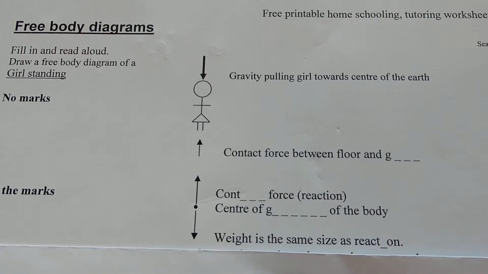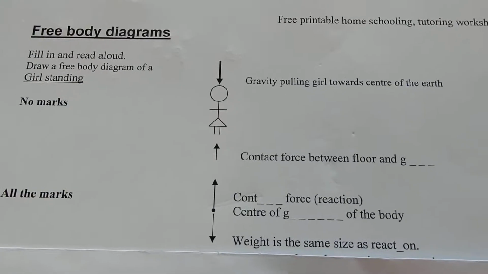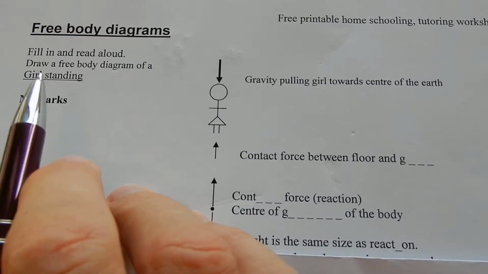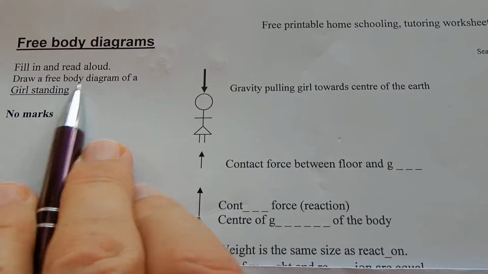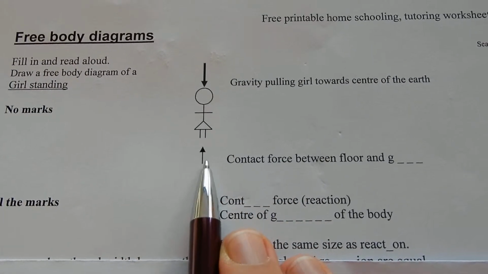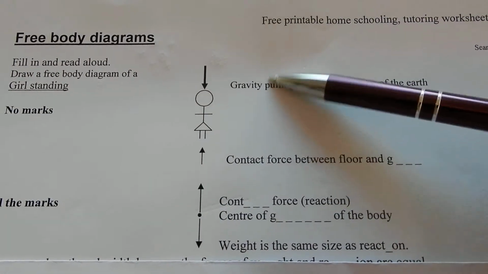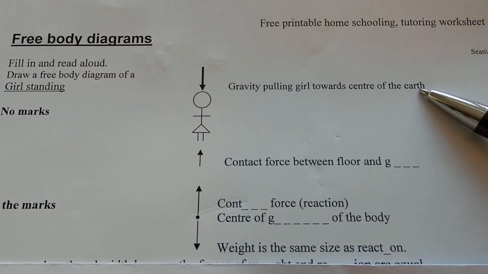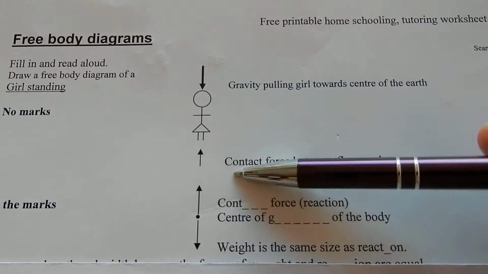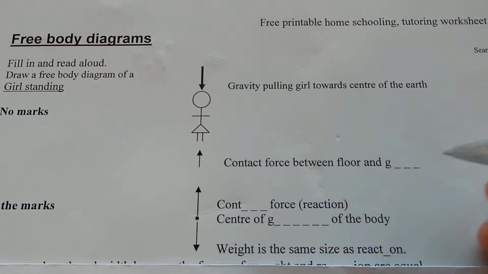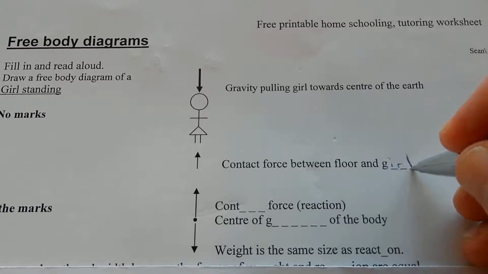Free body diagrams doesn't mean they cost no money. It means that they're free to move. Okay, there's a girl standing. Gravity is pulling the girl down to the centre of the earth. Okay, there's the gravity. Contact force between the floor and the girl.